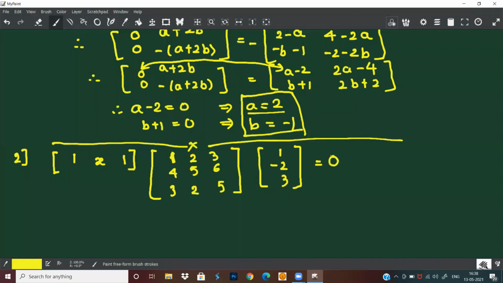Yes, we have to do probability also. I will just take a few sums and then I can start with probability. No problem.